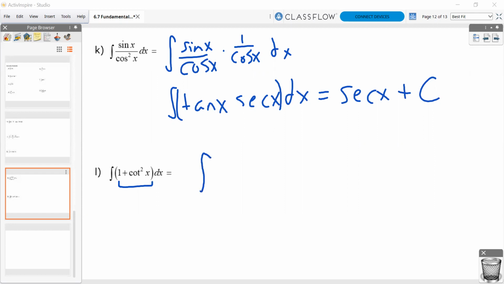And then this is actually a trig identity. Oh my goodness, we need to know our trig identities. This is cosecant squared x dx. And so this will just equal negative cotangent squared x. Again, slap a plus c on there and you're done.